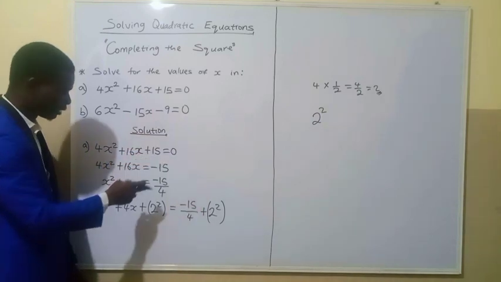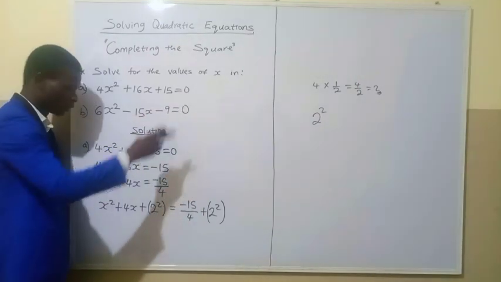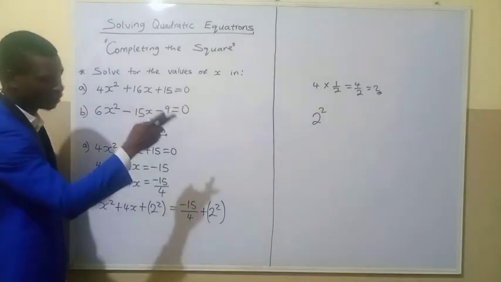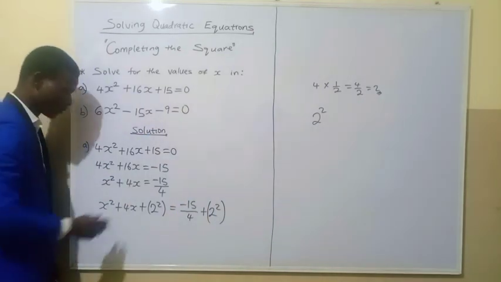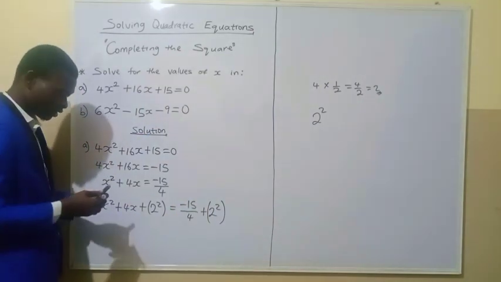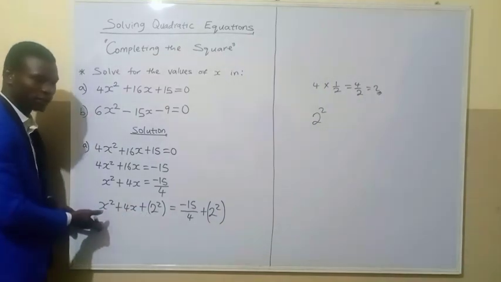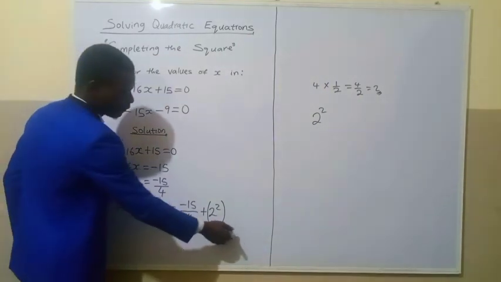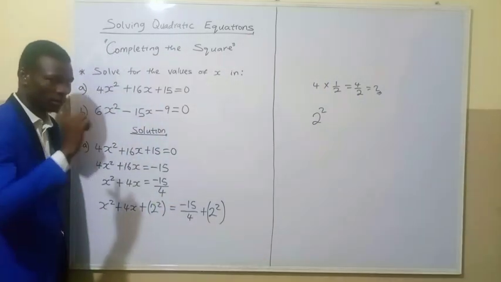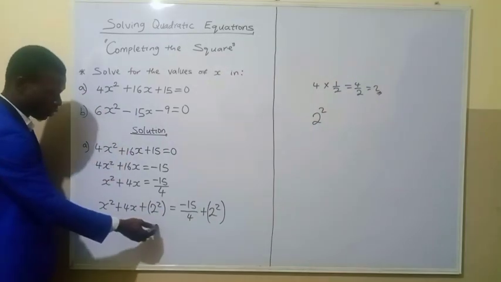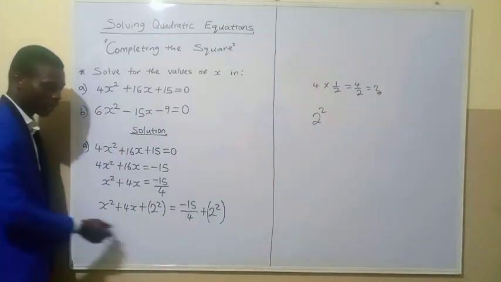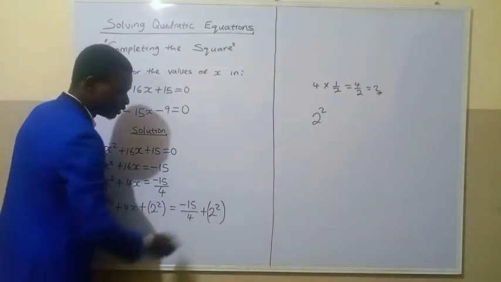After I halved it, I divided it by 2. Sorry, halving it is dividing by 2, and then I square it. And that's what I'm adding to both sides. So the next thing to do now is I will complete the square on the left hand side, and then evaluate the right hand side.